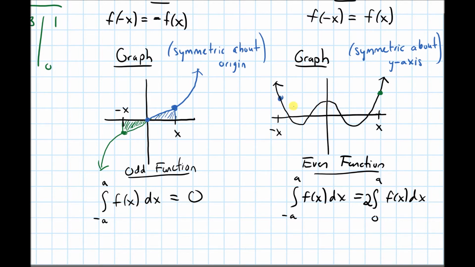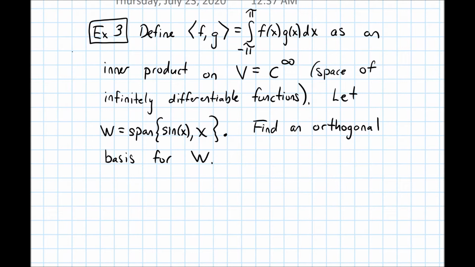So that's why it gets doubled here. Whereas with odd functions, they end up being opposite, and that's why it cancels out and we get 0. All right, so let's get back to our example now. So here's our example one more time.